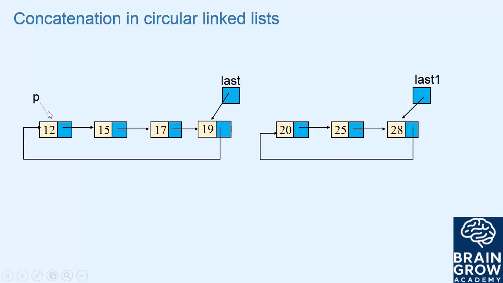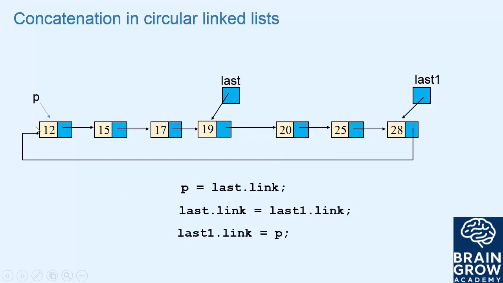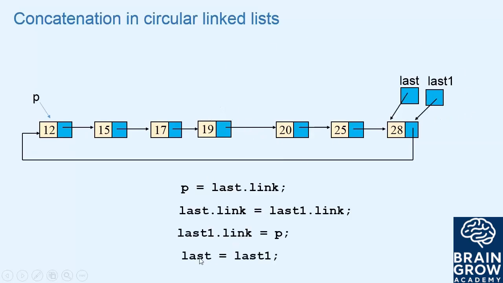So first we make a reference P refer to this node. So first we write P equal to last link. Now we can change link of this node. So we write last link is equal to last one link. Now link of this node should refer to this node. So we write last one link is equal to P. Now we make last refer to this node. So we write last equal to last one. So this is how concatenation is performed in single circular linked lists.